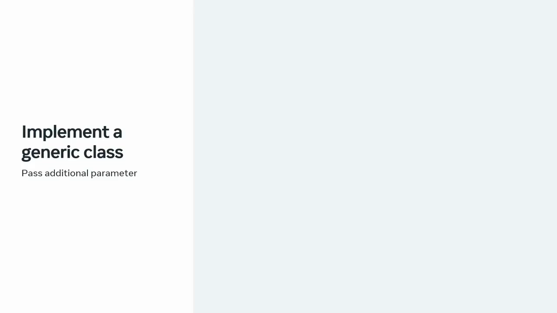You can define a generic interface in the same way you define a generic class. In earlier examples in this video, you saw that you can pass almost any parameterized type to a generic class.